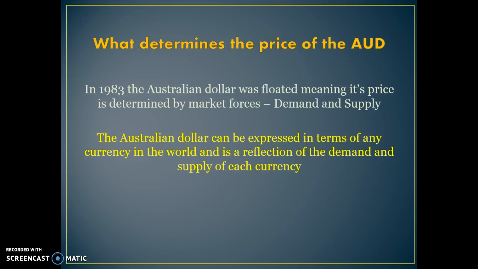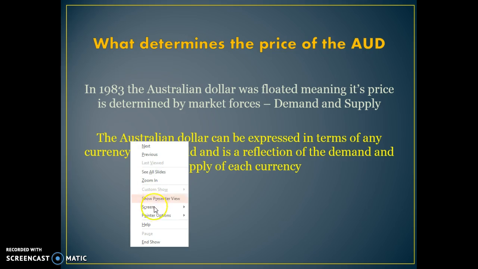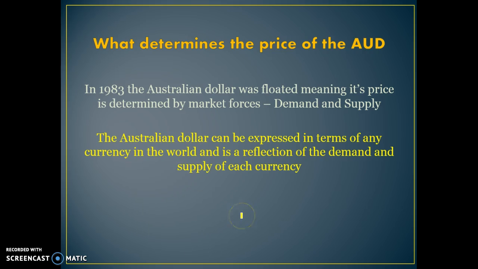Okay, so in this video we're going to be looking at what causes the demand and supply for the Australian dollar, and therefore what causes the value of the Australian dollar to change. And as I mentioned in the last video, Australia has a floating exchange rate, which means that the market forces determine the value of the Australian dollar.